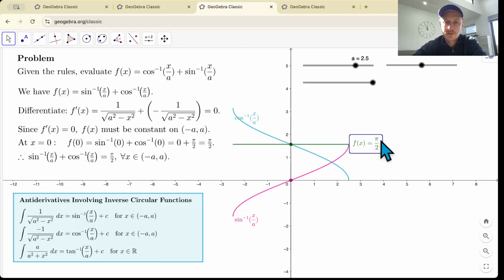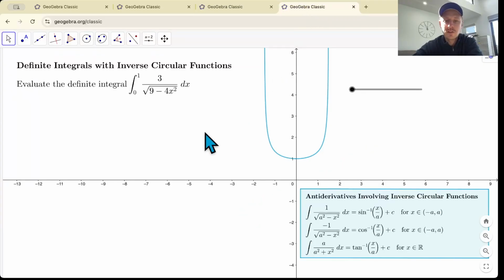All right, hopefully that's making a bit of sense. But yeah, I think it's an interesting property of antiderivatives involving circular functions, and that's a nice way to test if you really get what's going on, I think. So yeah, let's do one other thing, which is to look at definite integrals involving inverse circular functions. So maybe pause the video and see if you can work this question out. Evaluate the definite integral from 0 to 1 of 3 divided by the square root of 9 minus 4x squared.